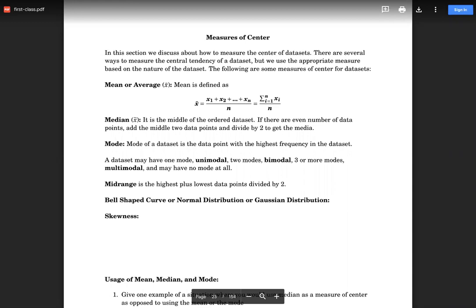There are different ways you can measure the center, okay? One of them is the mean or the average, which you already have done before. This is something we have done. We denote it by X bar. Remember, this is the sample mean. X bar is the sample mean.